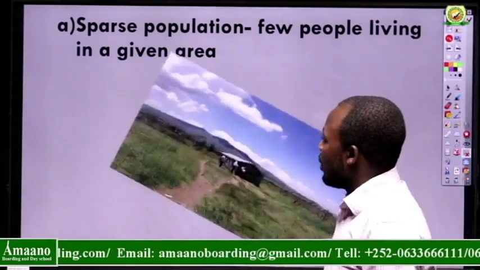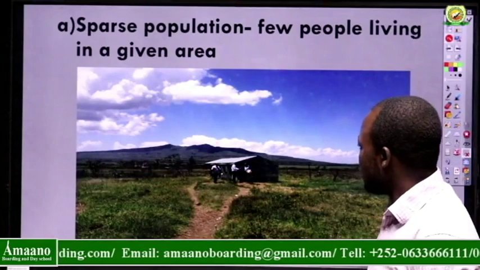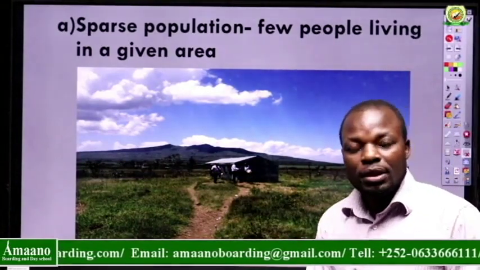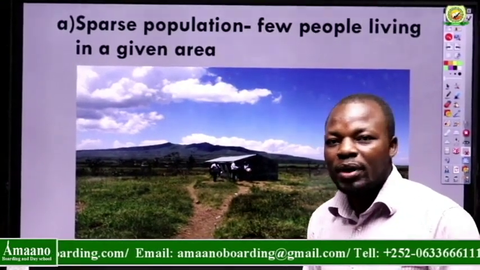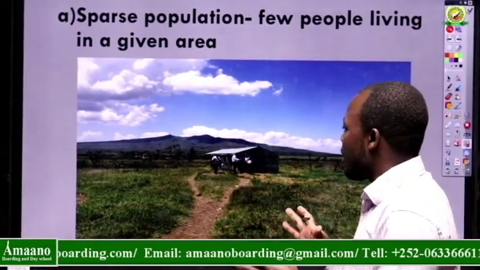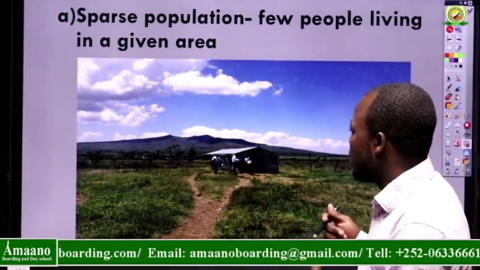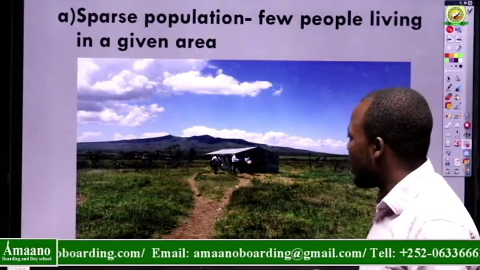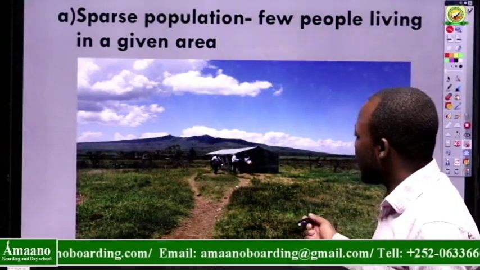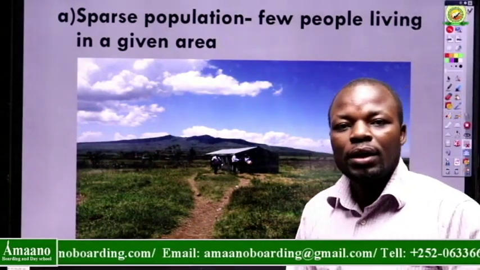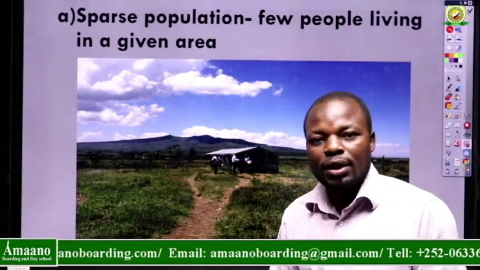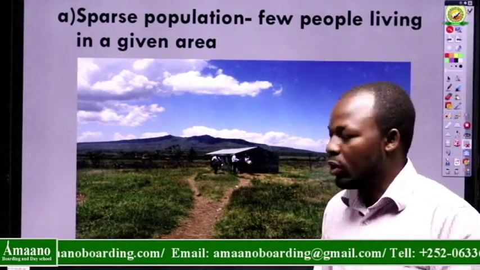As can be seen here, you can see a very large area, but look at the people who live there. Look at how many houses you can see. Your eyes can see maybe one house and very few people, like two, as I can see here. So a place that has few people living in it, that type of population is known as sparse population.